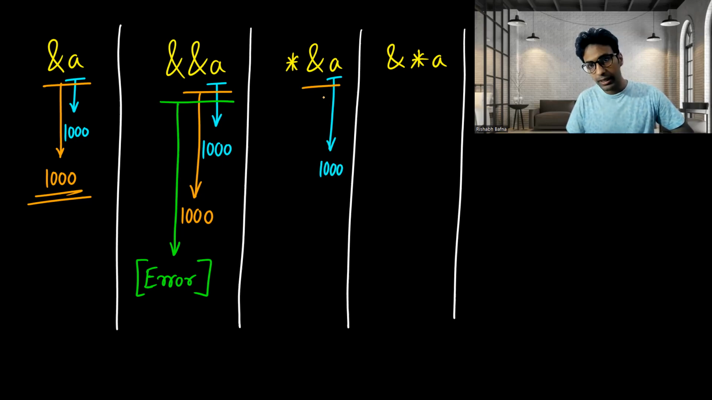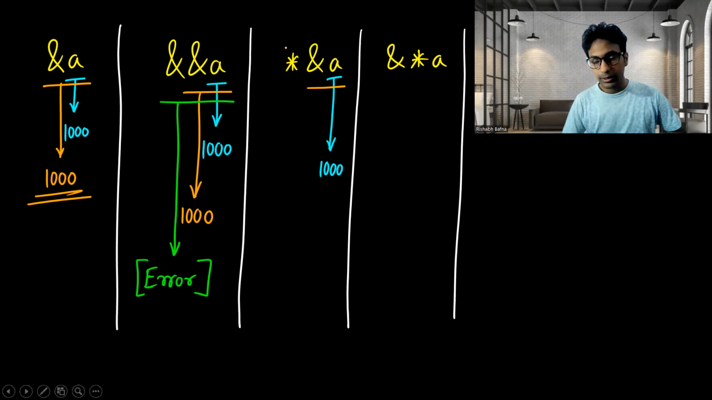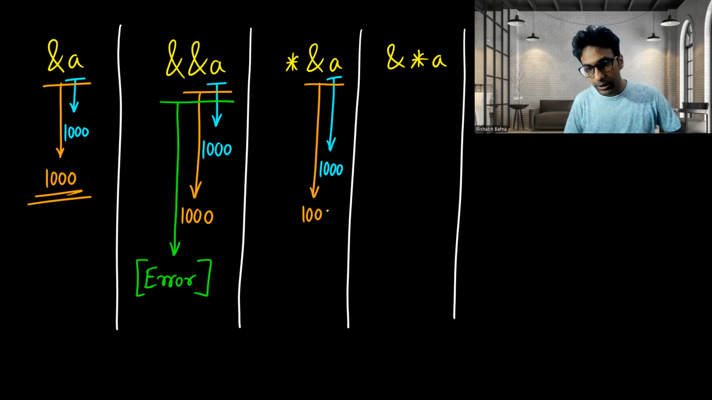What is this &A? &A will be what? You are trying to go one level outside. Okay, zeroth element base address, go one level outside: the entire 1D array's base address. Isn't it very easy? See, this will be what? This will be, let me write it, 1000.